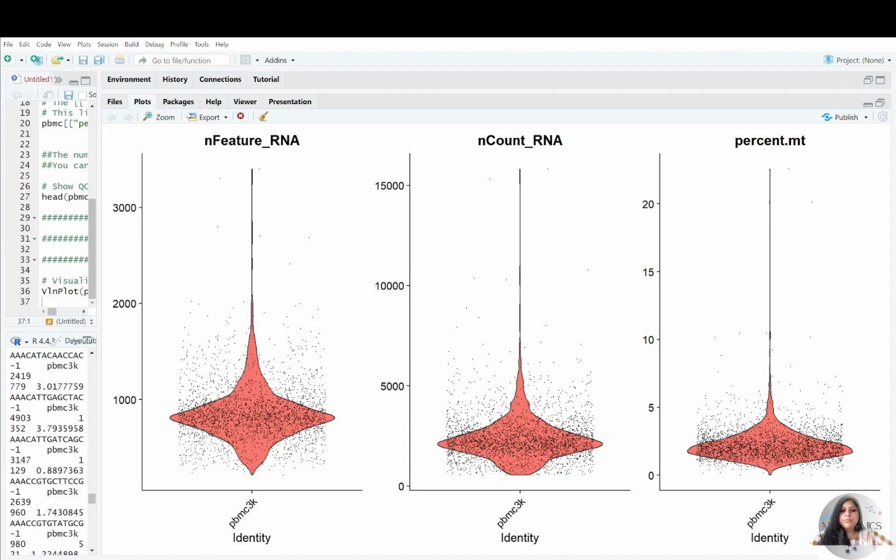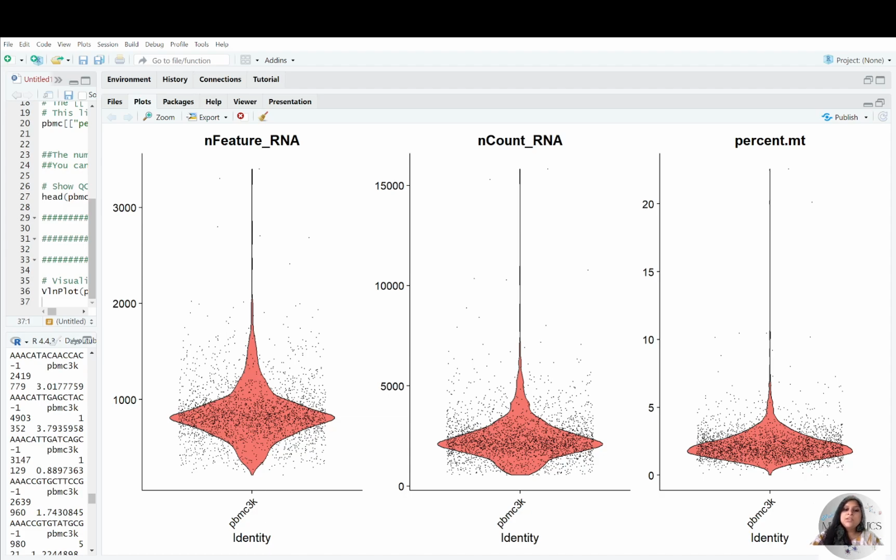Here nFeature_RNA is telling you the number of unique genes detected per cell, right? And the second one, nCount_RNA, is giving you the total UMI count per cell. That means the total UMI count gives you the total amount of RNA content in a single cell. And percent mitochondrial gene expression shows how much mitochondrial genome is present. That's a straightforward thing. So how do we interpret?